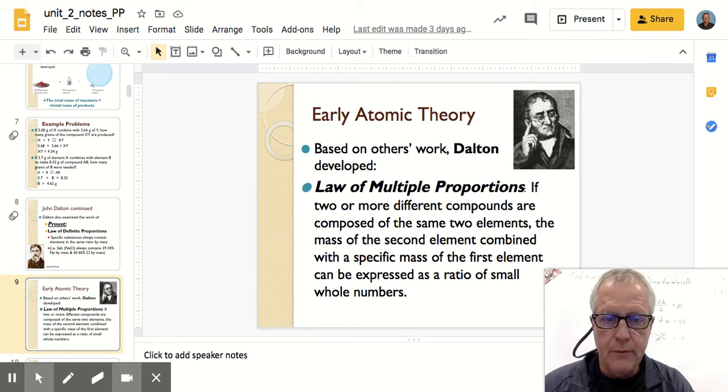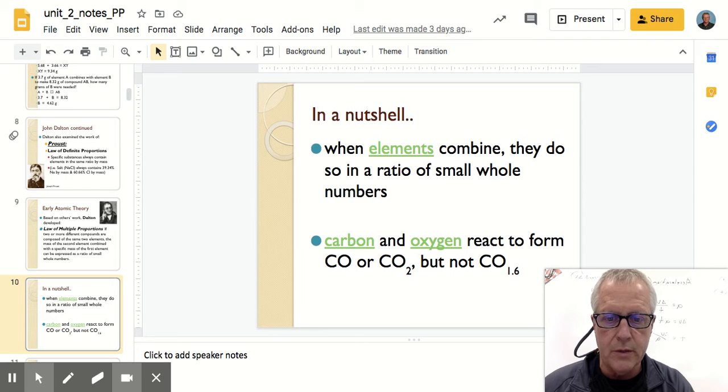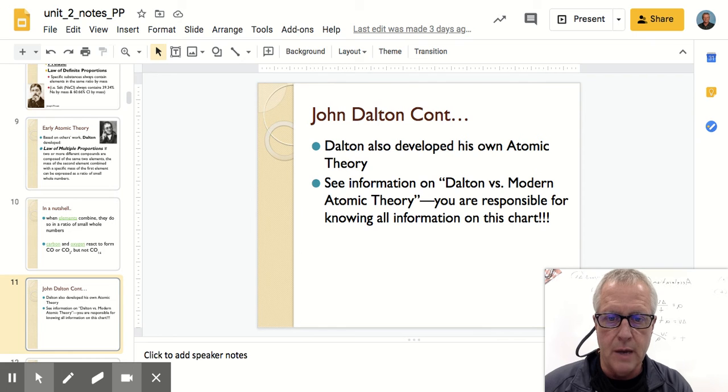And then we have Dalton himself, who had the idea of multiple proportions. The law of multiple proportions says that you can't just have a part of an atom. So for instance, H2O, you can have two hydrogens and one oxygen, but not part of one. And so that's kind of that idea.